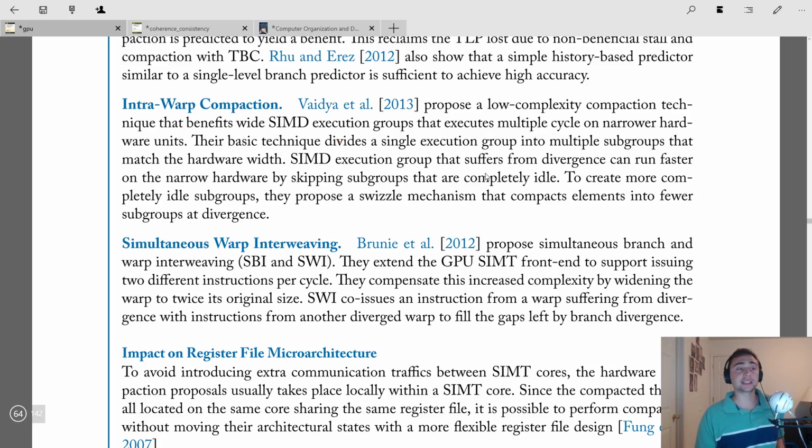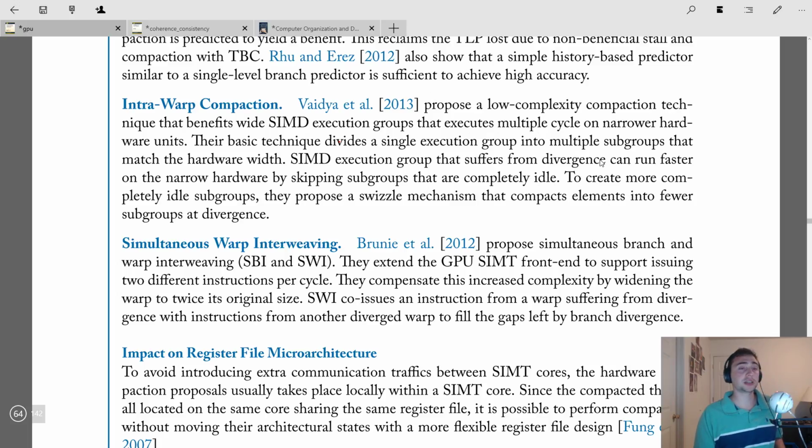So a SIMD execution group that suffers from divergence can run faster on the narrow hardware by skipping subgroups that are completely idle, right? So, if we say have 16 threads, and 4 threads are going to go one path, 8 threads are going to go another path, right? So we can split these up into more fine-grained groups. The ones that aren't doing anything, we can skip completely. And then the other ones that will do something, we're able to execute faster.